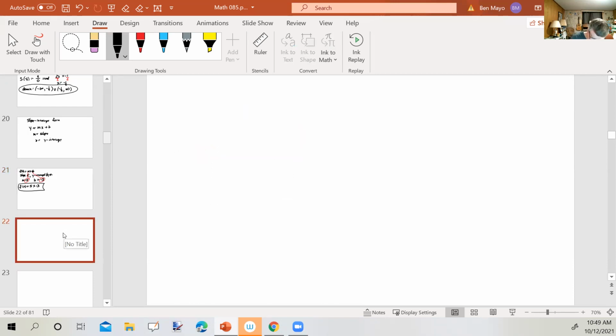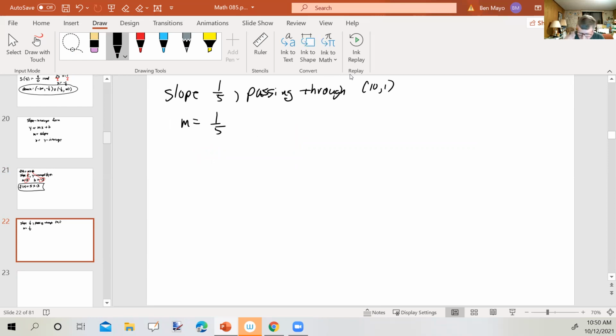Let's take a look at this one. This one has a slope of 1/5 passing through the point 10, 1. So the slope is 1/5. However, 10, 1 is not the y-intercept. So to get into this form, I need m, the slope, and I need b, the y-intercept. Well, I have the slope, so that's going to go right there. Y equals 1/5 x plus b. I do not yet have the y-intercept.